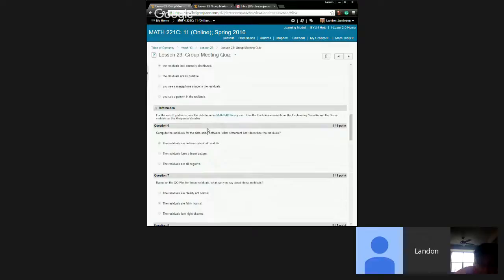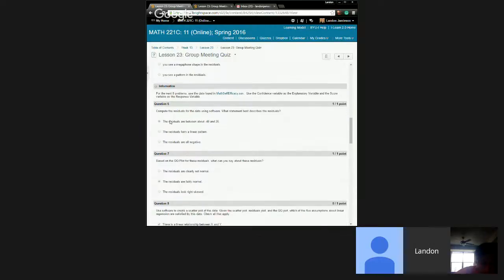So in this math self-efficacy example, if you calculate the residuals and plot them, they're scattered pretty randomly. The only thing in them is that they're between -40 and 25. That's really the only thing you can say about them.